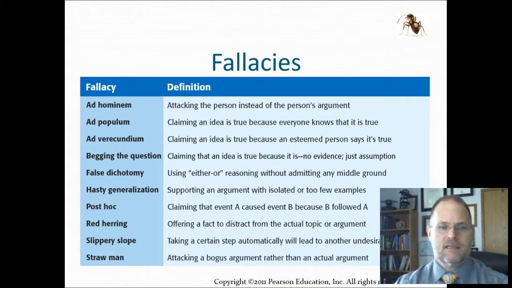Ad verecundiam is claiming an idea is true because an esteemed person says it's true. So because Matthew McConaughey says you ought to buy that Cadillac, it's the best car on the road, it must be true. And there are all these other ones, but my favorite one here is the slippery slope. We'll use gun control for that one. President Obama came out trying to get registration, trying to close some of those loopholes so people have to have background checks to buy a firearm. Well, now with the background check, everybody's going to know where the guns are, and therefore the government's going to take away our guns. Background check equals confiscation of guns. That's that slippery slope. So when you're doing your critical thinking, you pay attention to the fallacies in this logic.